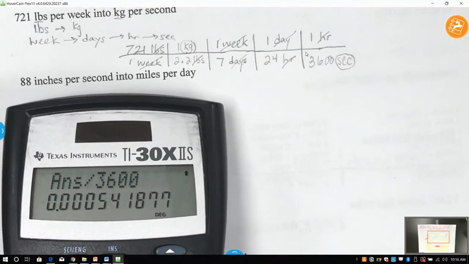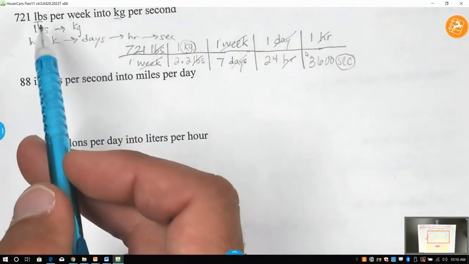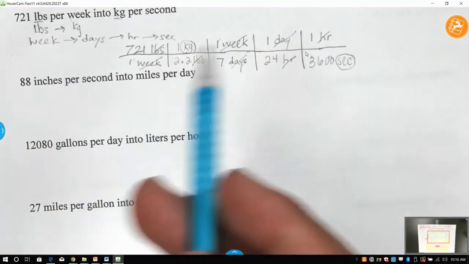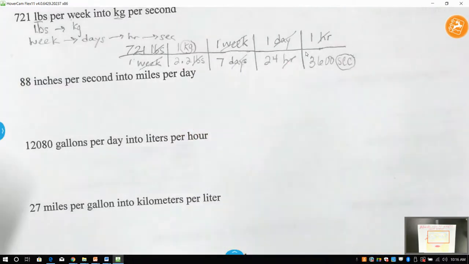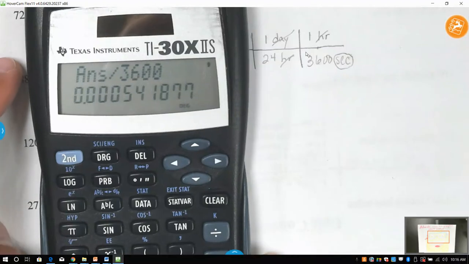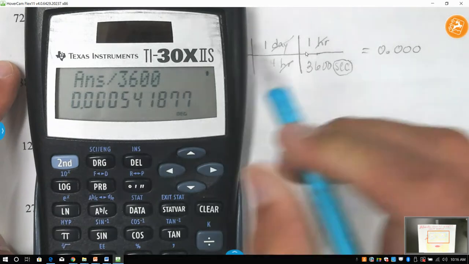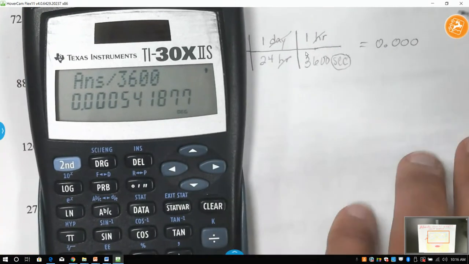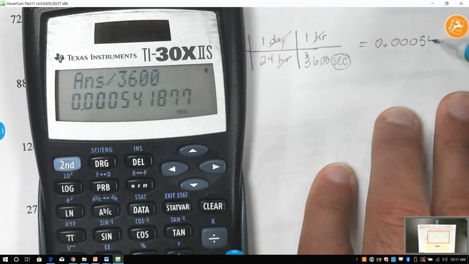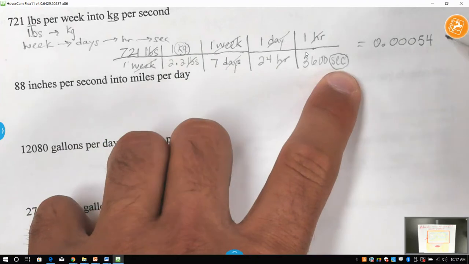Dang, that seems like a very, very small amount. Well, yeah, but we're doing this many pounds per week. There's a lot of seconds in a week. So it shouldn't be that much like units of mass or weight per second. So this number does make sense, and we had 0.00, so we're going to write this out as 0.12354. We'll leave 2 decimals. And my unit would be kilogram per second.